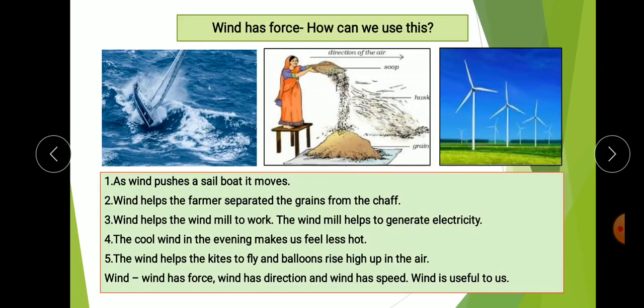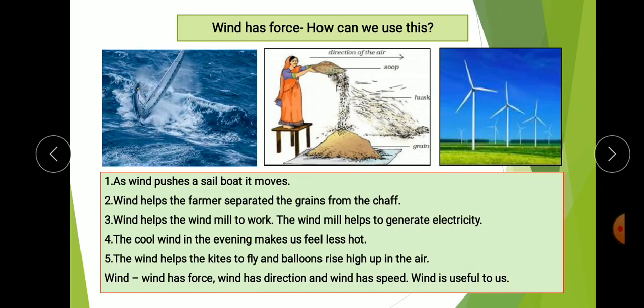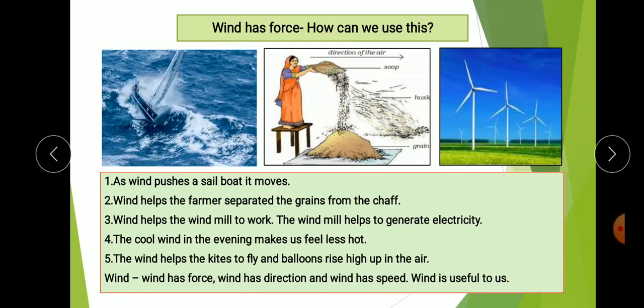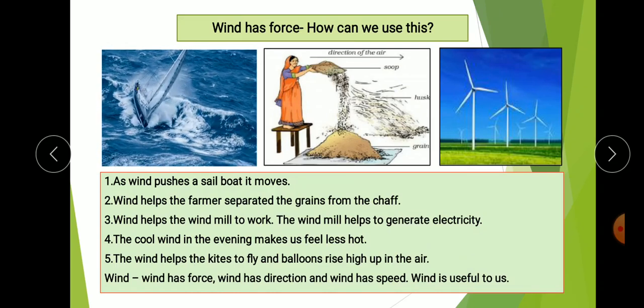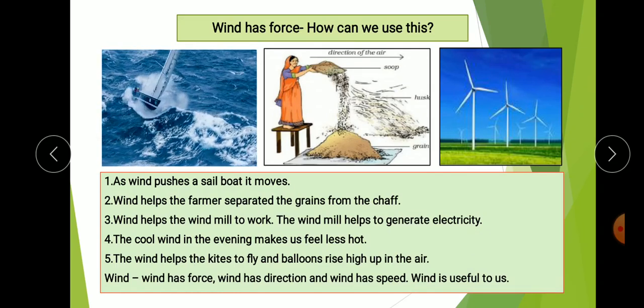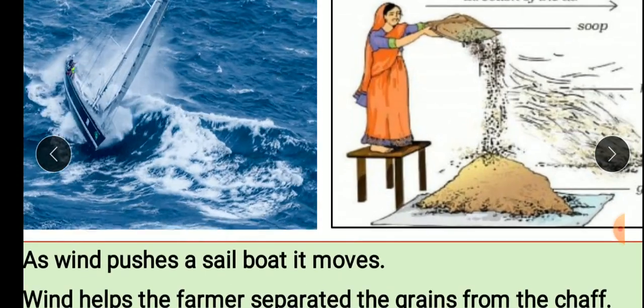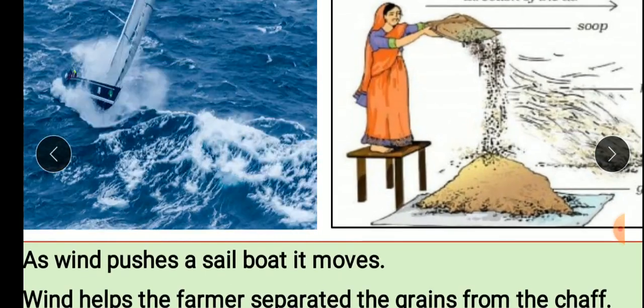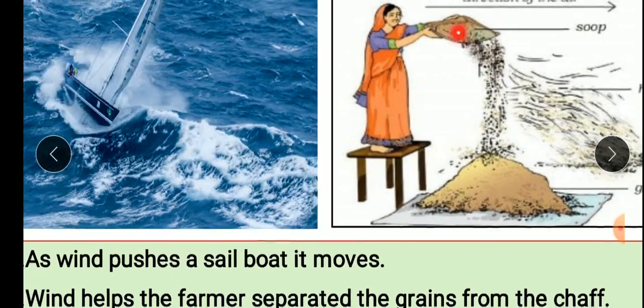Next, wind has force. How can we use this? Wind pushes a sailboat and it moves. A strong wind pushes a sailboat because it has a force. You can see in the first image, students, how a wind pushes a sailboat and it moves easily.